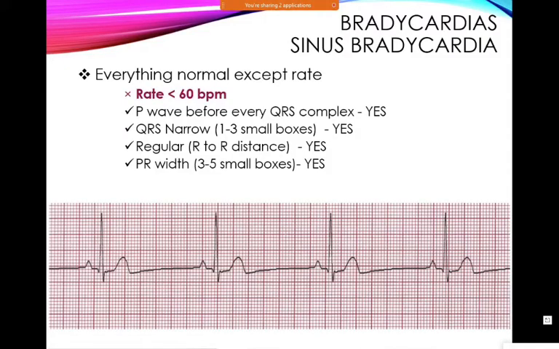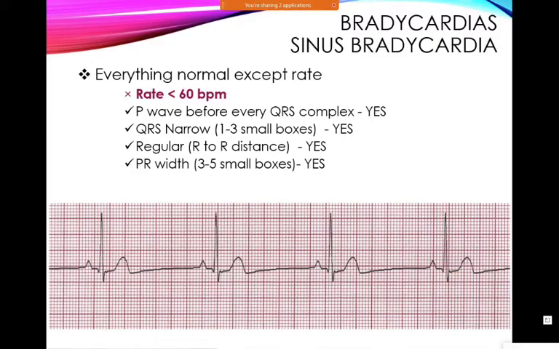So for a bradycardia, we're going to have those 5 things that we look at. Remember, I told you the QT we only really look at when we're worried about meds that are prolonging the QT interval. We're really not going to look at it right now. We're always going to be doing the rate. We're going to be looking for P waves before QRSs. We're going to see if the QRS is narrow, whether it's regular, and whether our PR width is okay.